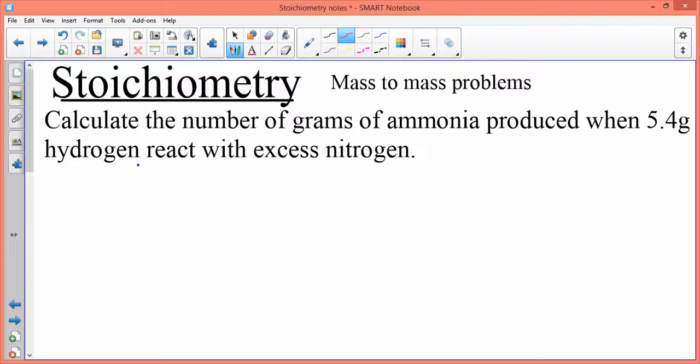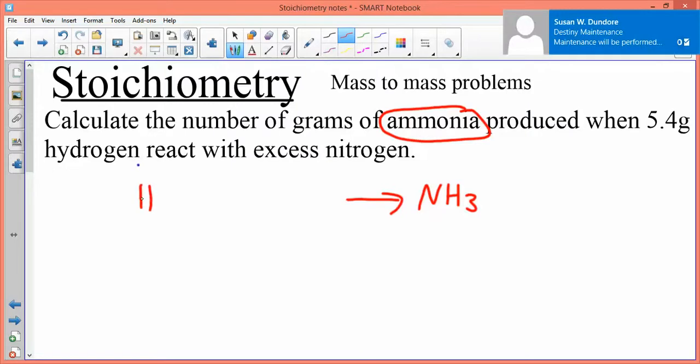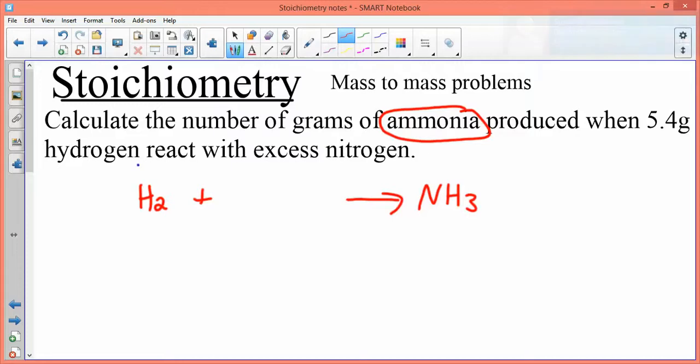That tells me that ammonia is a product, so I know that it goes on this side. When 5.4 grams of hydrogen, I know that hydrogen is a reactant and it's diatomic, so I'll put a subscript of 2, with excess nitrogen. Nitrogen is also diatomic. Now that I have the equation written, I just need to balance it. Since I have 3 hydrogens and 2 hydrogens, I can make 6 on both sides. Put a 3 here, put a 2 there, and that balances my nitrogen, so it's balanced.